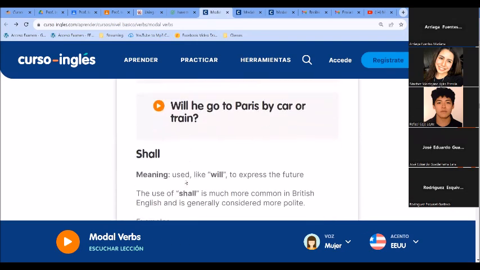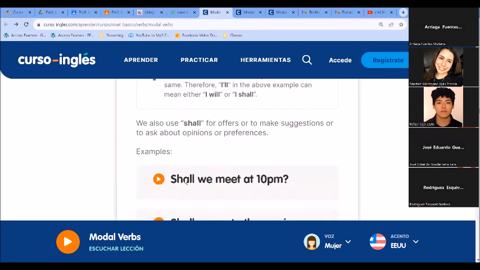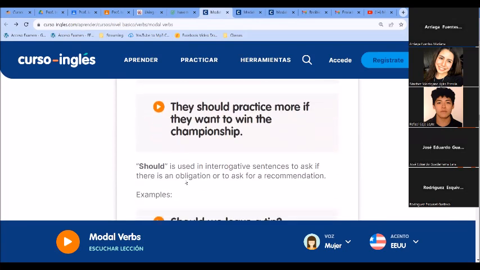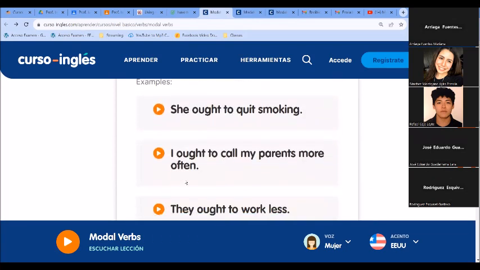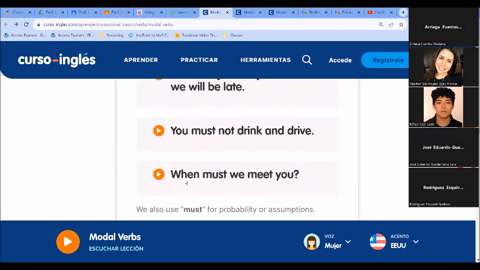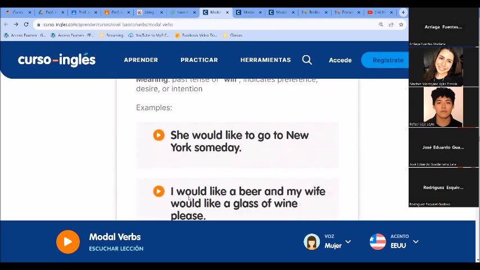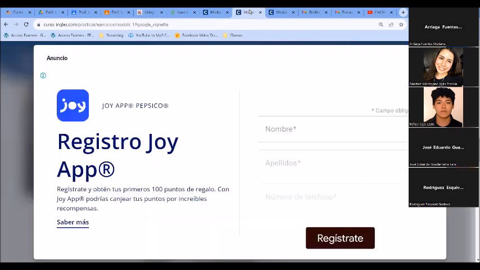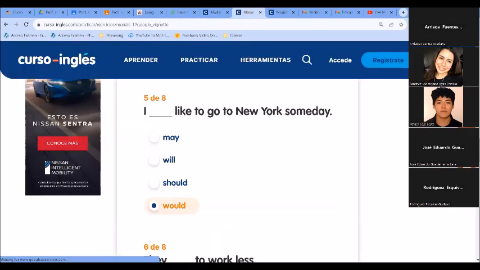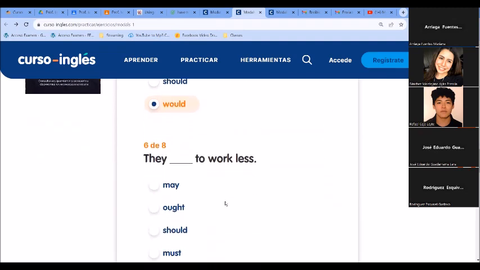Creo que es la otra página, teacher. No, it's here, just a little bit further back. Okay. Ought to, must, and after must, would. I would like, she would like. All right, and at the end, you can see the translations in Spanish. All right, good. And Rafa, number 6.